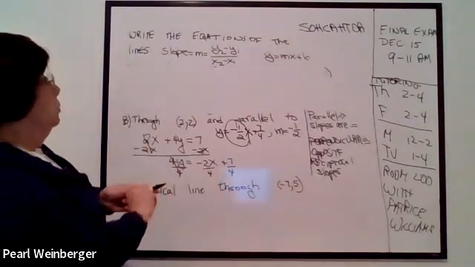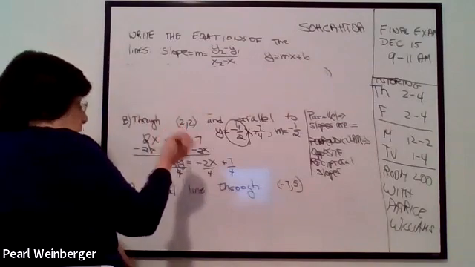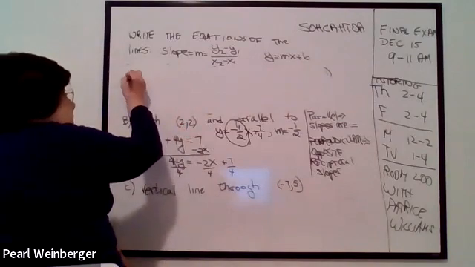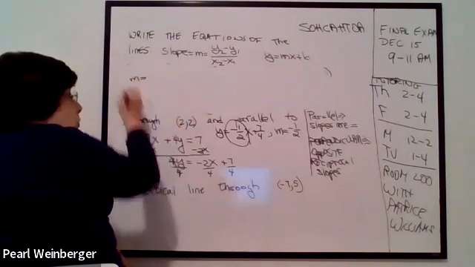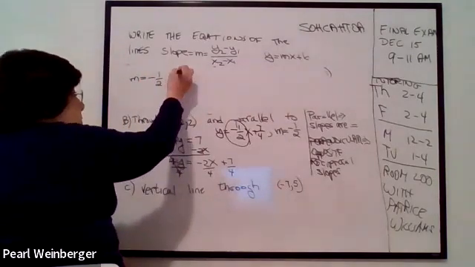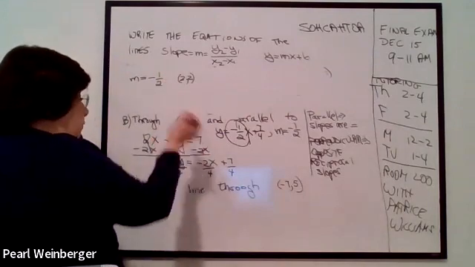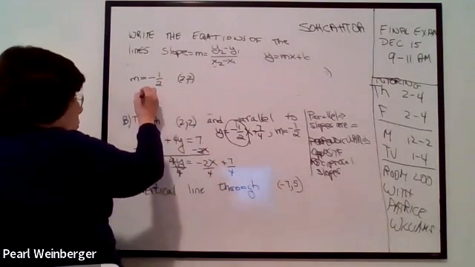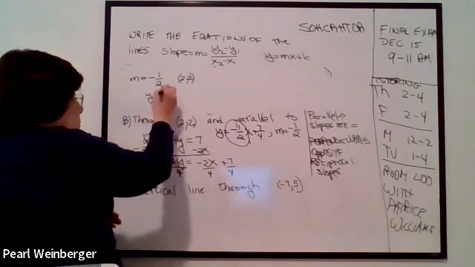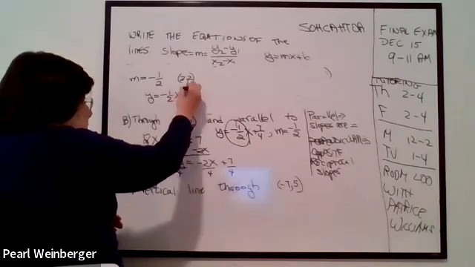So now I'm ready to write the equation of my line. Why? Because I know the slope of my line. I now know what it is. It's -1/2. And I know the point that it's going through is 2, 2. So just like I did before, here's my new equation. Y equals -1/2 x plus b.